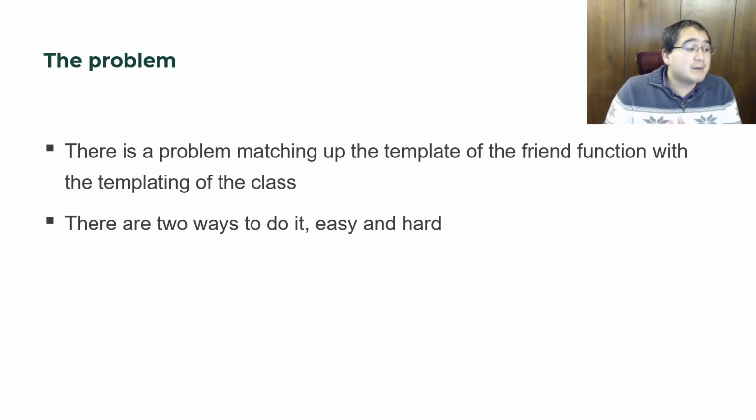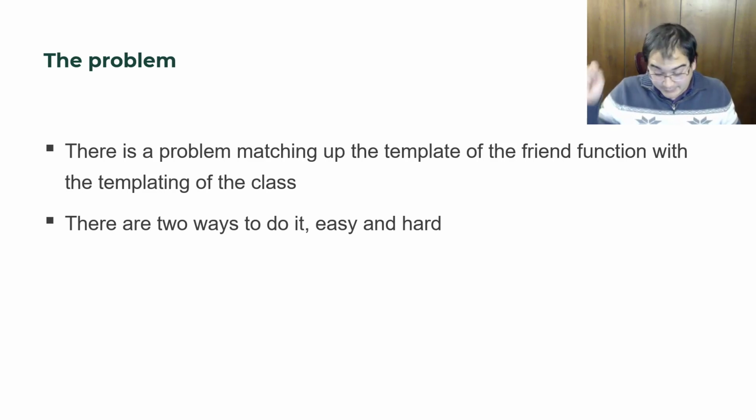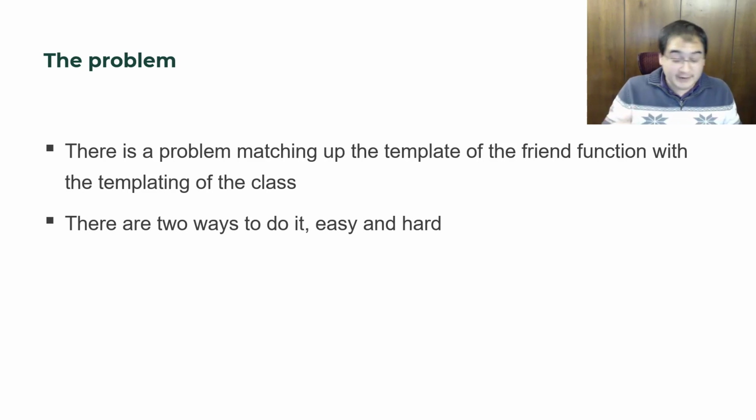Okay, so the problem is that you have a friend function, which is a function that exists outside of the class, right? It's just a normal function that happens to have special abilities with regard to a particular class. That's what makes it a friend, the ability to access those private data members and private function members. However, if you have a templated class, it means that there's many different versions of the class, and it means that if you have a friend function, you need to be able to somehow match the friend function for each particular version of a class.